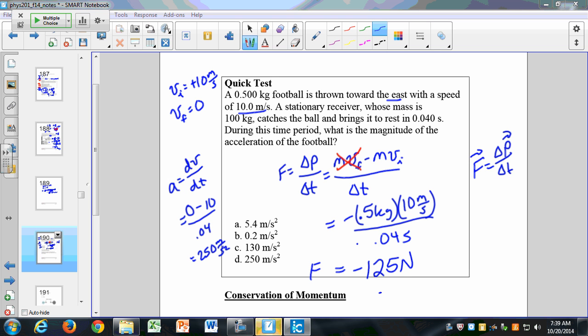And then if we want to know the acceleration, we can say that it's F over m. That is 125 newtons over a half a kilogram, which is 250. It's actually negative 125. The acceleration is in the negative direction. If my ball is traveling in the positive direction, I have to exert a force in the negative direction to make it stop. Okay, so negative 250.